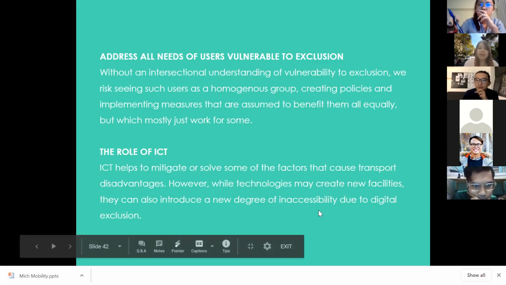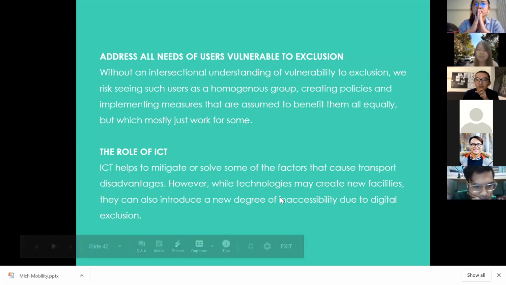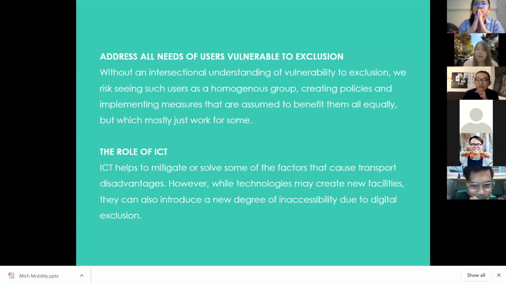And also the role of ICT. We all know that technology plays a big role in this, but digital exclusion might happen as well, particularly for people who live in remote areas with no access to the internet, and also the elderly who don't know how to use technology. So what we're trying to say is that offline solutions are equally important, so you need to provide both.